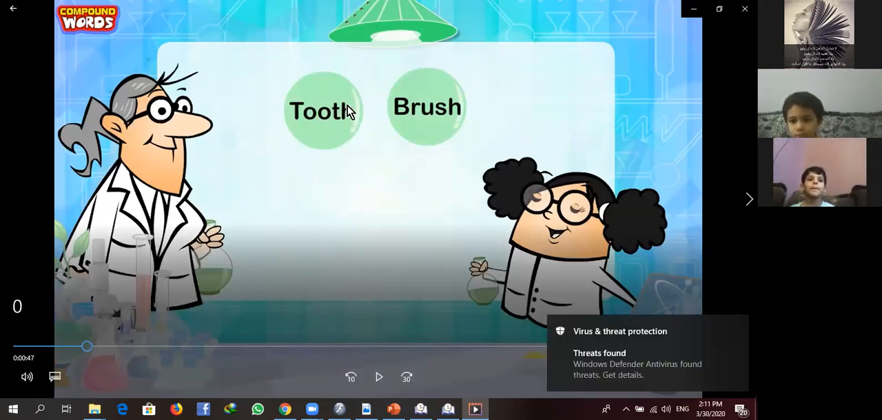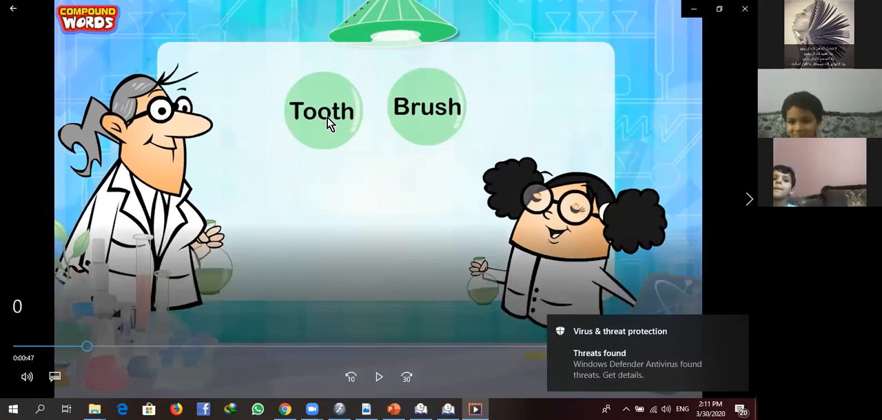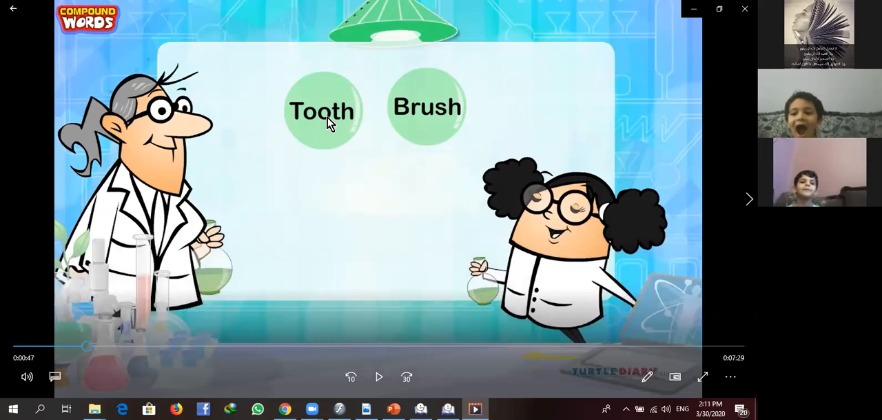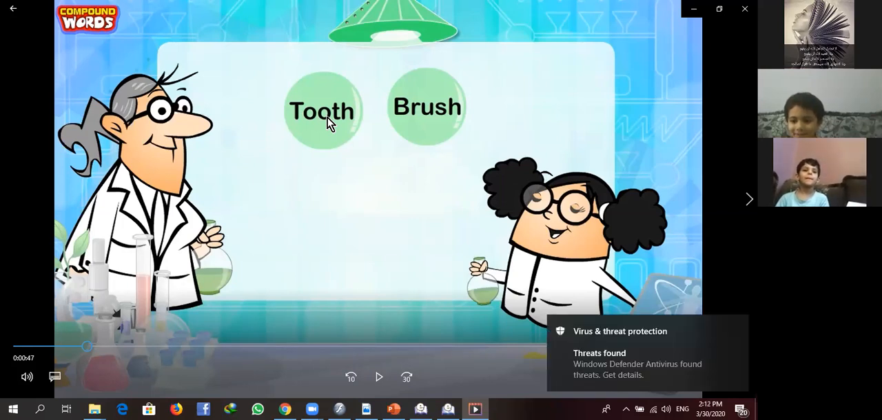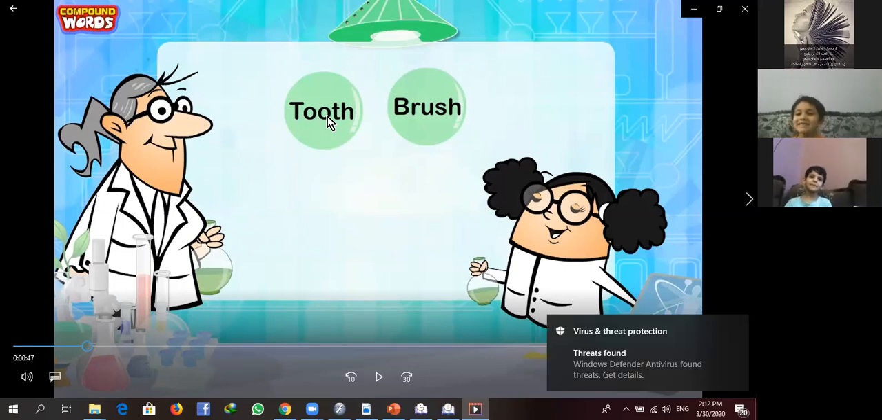So tooth, where is your tooth? Will you show me your tooth? Menor and Omar, show me your tooth, please. I can see you. Lovely, Omar, I like it. Menor, where is your tooth? Are you listening? Where's your tooth, Habibi? Show him, Omar. Yeah, this is your tooth.